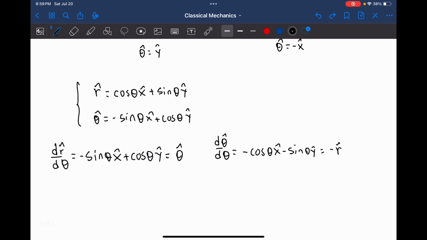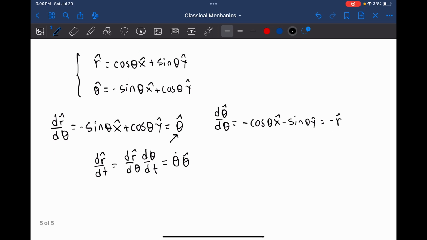And I know what you're asking. Why theta derivatives? Well, here is why. If I want to find the derivative of r hat with respect to time, by chain rule, I can write this as the derivative of r hat with respect to theta times the derivative of theta with respect to time, right? And this is equal to what? Well, the derivative of theta with respect to time is just theta dot times dr hat d theta, which is equal to theta hat. There we go.